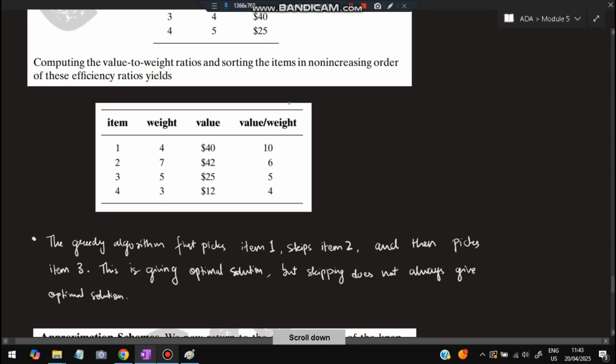Again, if we apply the greedy algorithm, here it will take the first one because it is highest, so it will be 10. Okay, and the value is 40. Okay, and weight is 4. Next it will take this atom, but it cannot take. Why? Because 4 plus 7 will be 11. It will be exceeding, so it will skip this one and it will go to the next one, which is 5. 4 plus 5 is 9. Weight is satisfied. 40 plus 25 is 65. 65 is also satisfied, and 65 is the highest answer which we can get here.